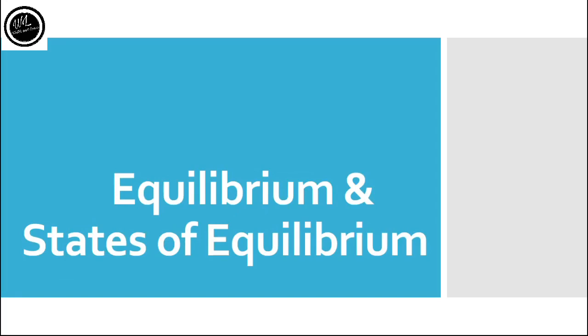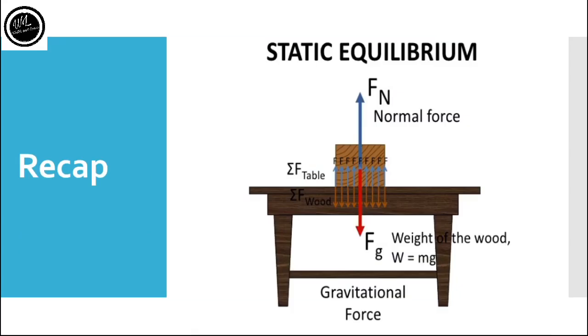This is week 2 and day 3 of class 9th physics, and today we are going to study about the states of equilibrium. In our previous topic, we discussed equilibrium and its two conditions: a body is said to be in equilibrium if there is no net force acting on it. First condition: the sum of all the forces is equal to 0, or sigma F is equal to 0. The second condition: the sum of all the torques acting on a body must be equal to 0, or sigma tau is equal to 0.